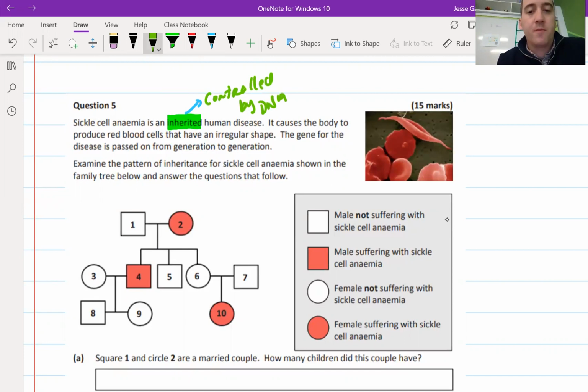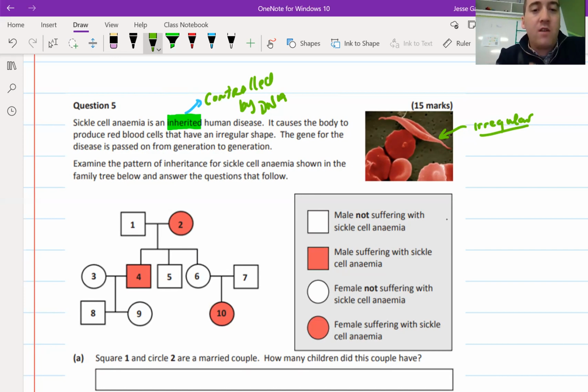That's why it's inherited. It causes the body to produce red blood cells that have an irregular shape. So see this here, this is not what red blood cells should look like. So this is an irregular shape, and when they have an irregular shape, they can't do their job properly. They're supposed to be able to carry oxygen, and these can't do that. The gene for the disease is passed from generation to generation. That's why it's called inherited.